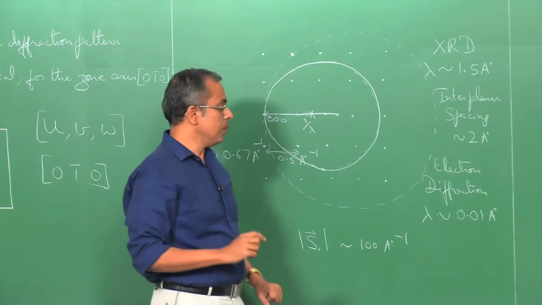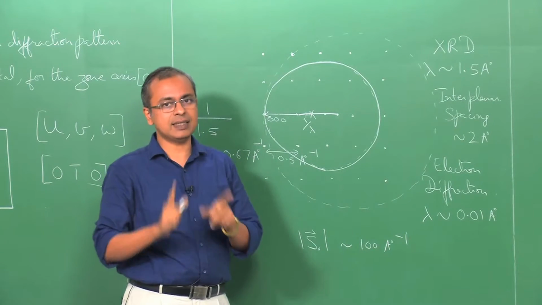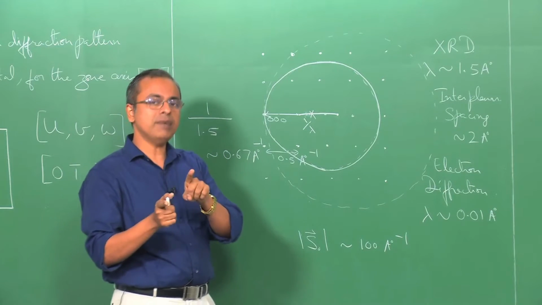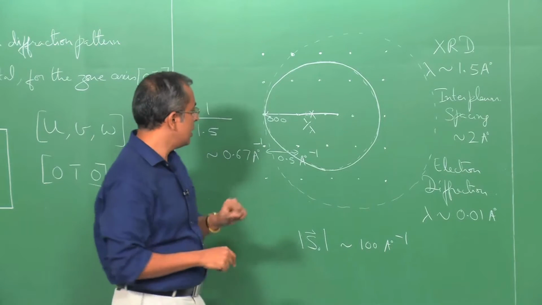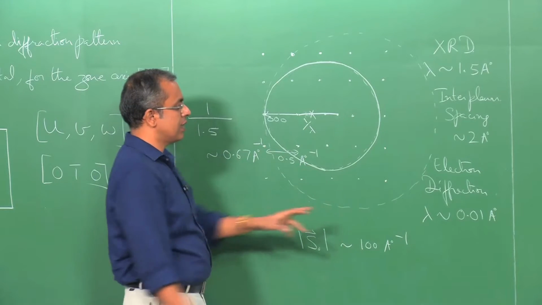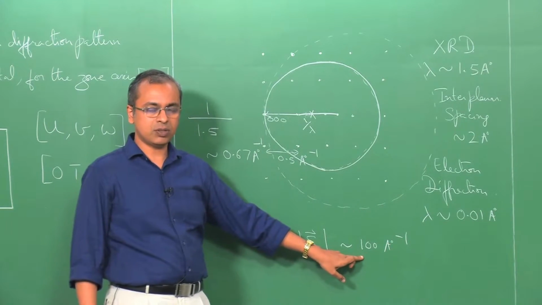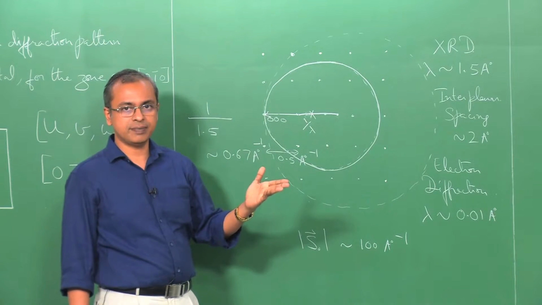But that does not change the condition for diffraction. The condition for diffraction is still the same. It simply states that whenever the Ewald sphere touches a reciprocal lattice point, diffraction will occur, right. So, that simply means that you have to now generate the sphere corresponding to 100 angstrom inverse, and wherever that happens to touch a reciprocal lattice point, you will see diffraction.